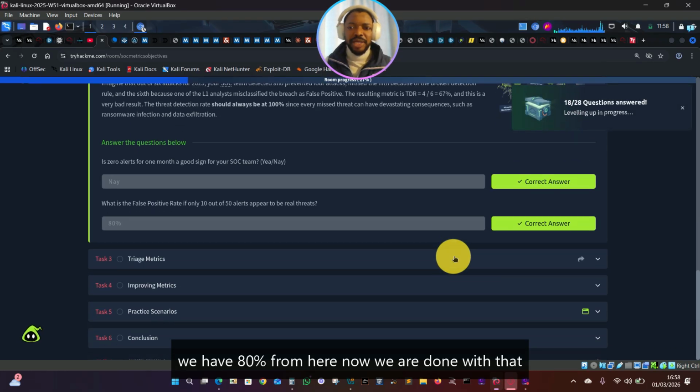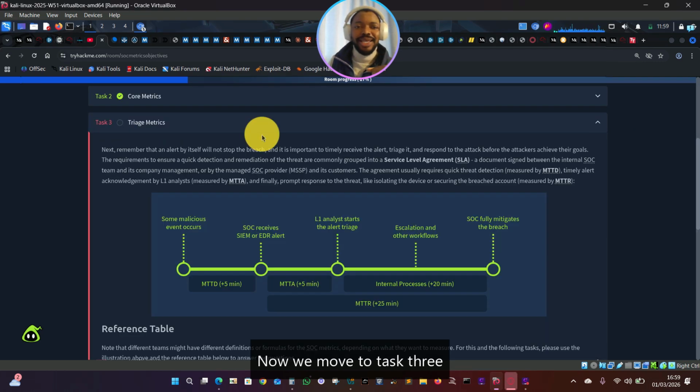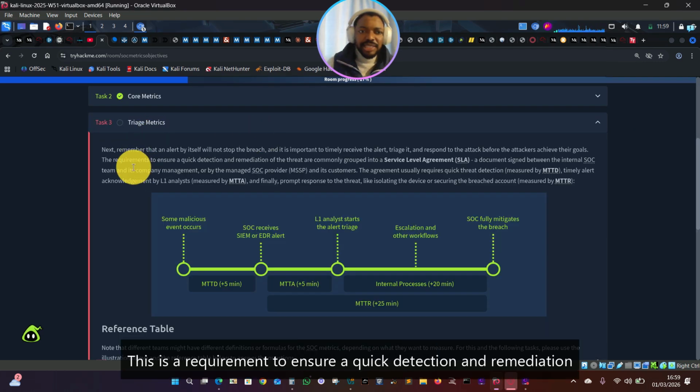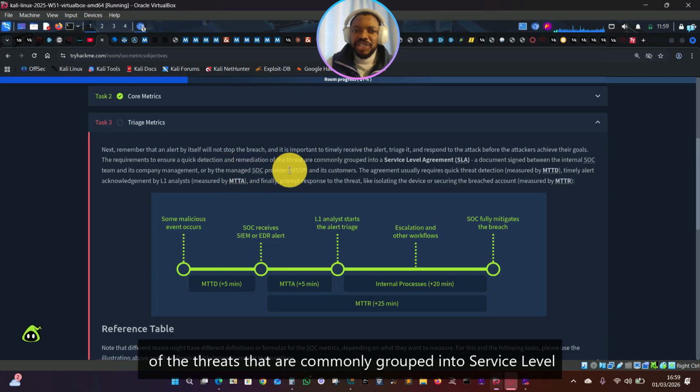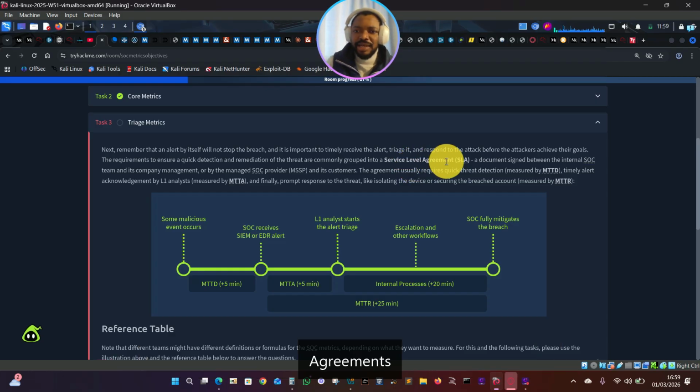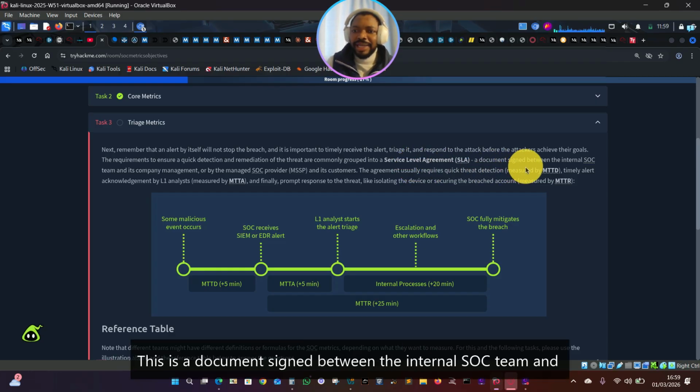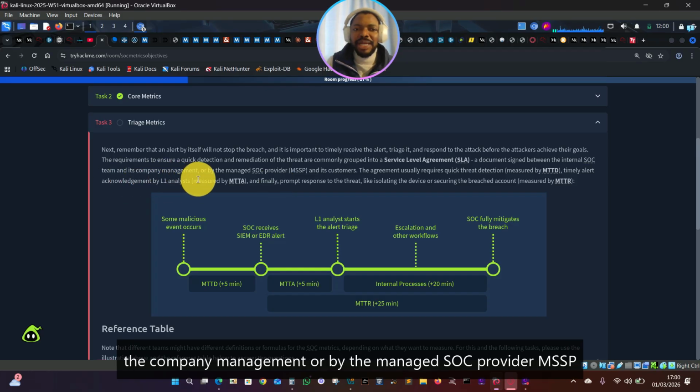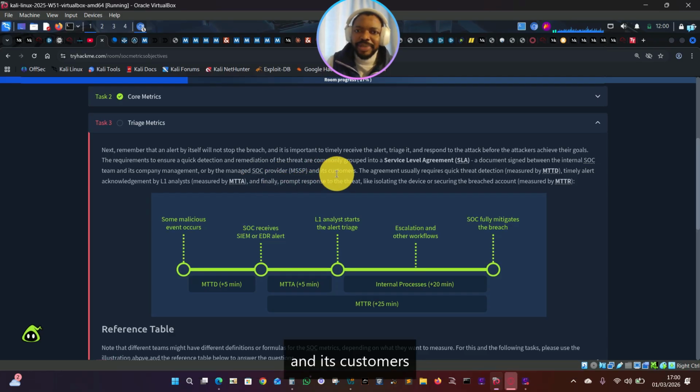From here now, we are done with that. Now we move to task 3, triage metrics. This is a requirement to ensure a quick detection and remediation of the threats that are commonly grouped into a Service Level Agreement, SLA. This is a document signed between the internal SOC team and the company management, or by the managed SOC provider, MSSP, and its customers.